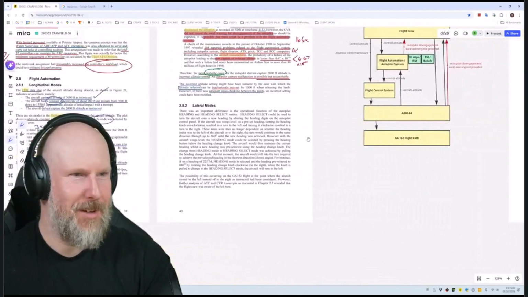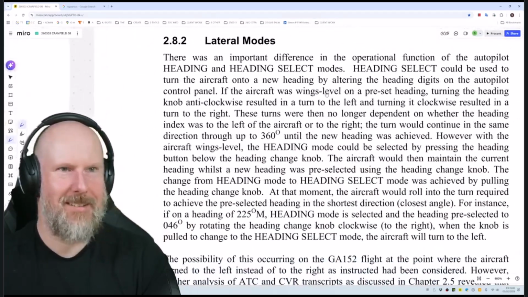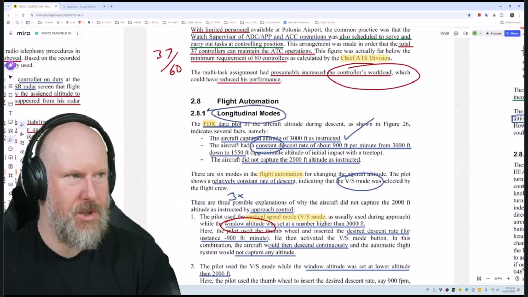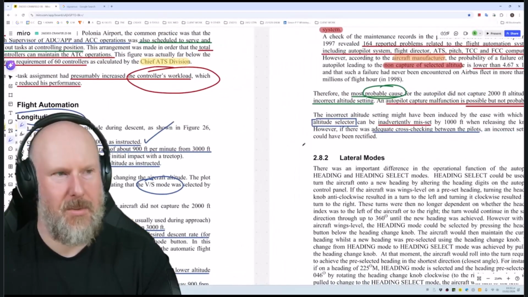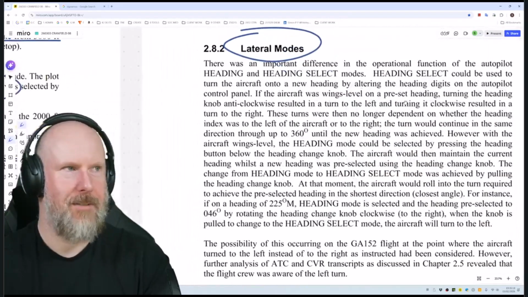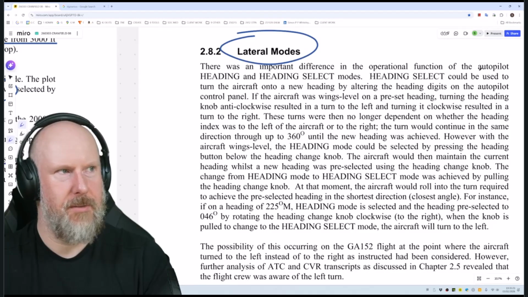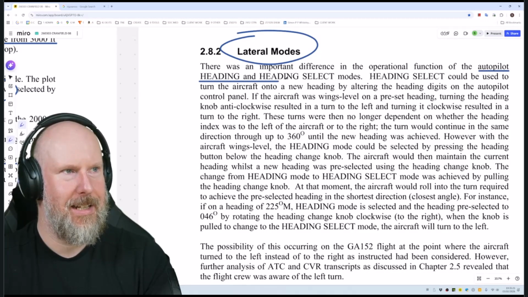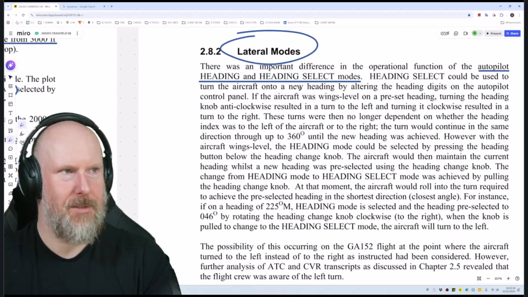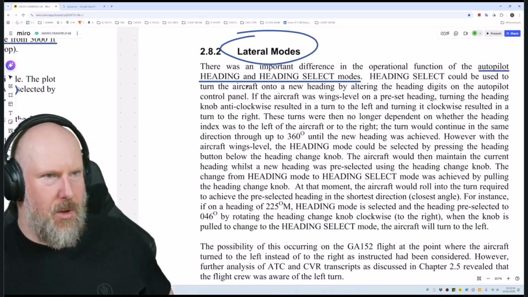So we're nearly there. We've got 4 pages to go. Let's have a look. Lateral modes. Let's keep going, everybody. So this first one was about vertical modes, sorry, longitudinal modes. And this one is now going to be about lateral modes. So let's have a look. There was an important difference in the operational function of the autopilot heading and heading select modes. Heading select could be used to turn the aircraft onto a new heading by altering the heading digits on the autopilot control panel.